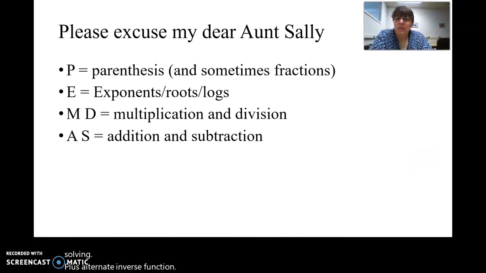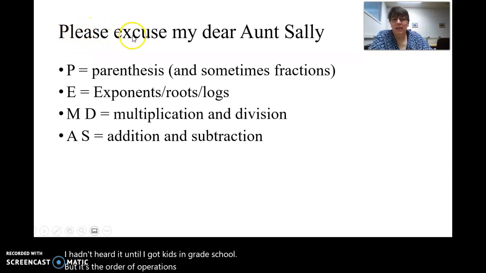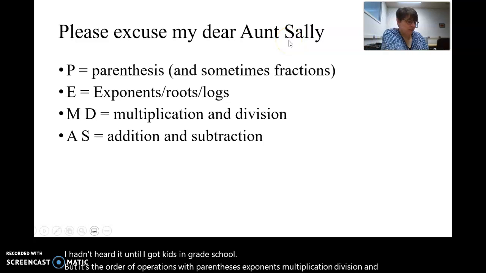You might have heard this phrase, "Please excuse my dear Aunt Sally." I hadn't heard it until I got kids in grade school. But it's the order of operations with parentheses, exponents, multiplication, division, and then addition and subtraction.